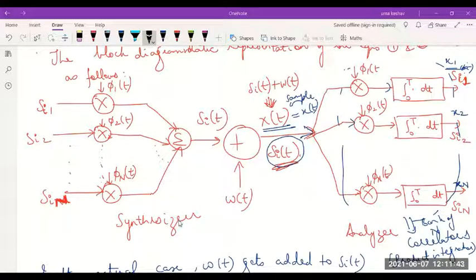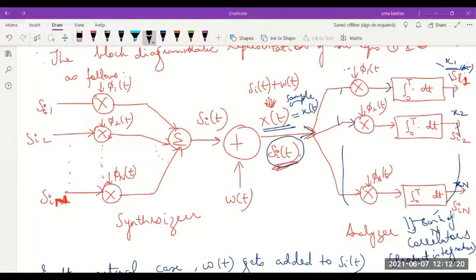And all these are vectors now. They are multiplied with the orthonormal basis function to generate the continuous finite energy signal Si of t. On the channel, we have white noise added to the signal. So Si of t plus W of t becomes a random process, capital X of t. And we'll take a sample of that, small x of t, and try to do the analysis part to get back the original vectors Si1 to Sin.